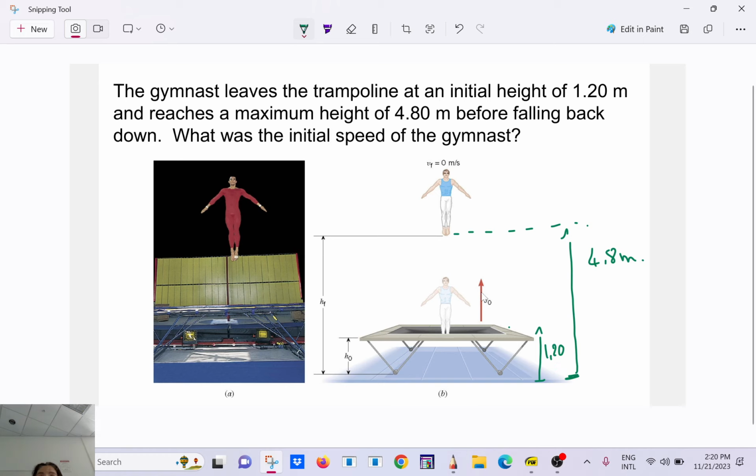Okay, what's the initial speed? So just after it leaves the trampoline. The only thing hard is to decide where your potential energy equals zero. And then once you have decided, you stick to it. So either you take it here, or you take it there. Okay, can you do it?